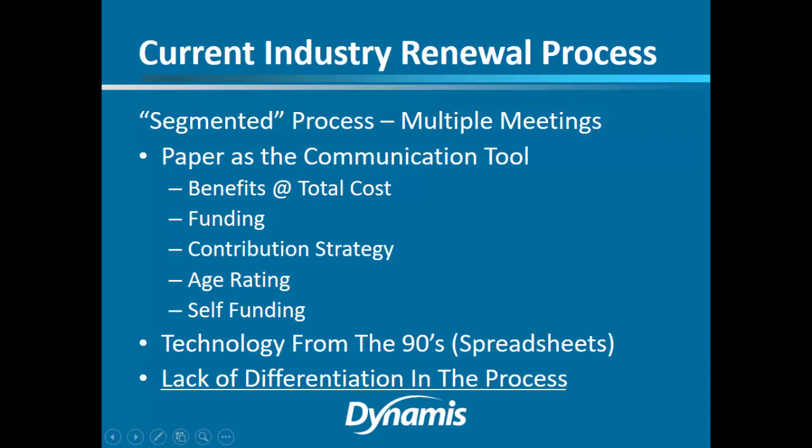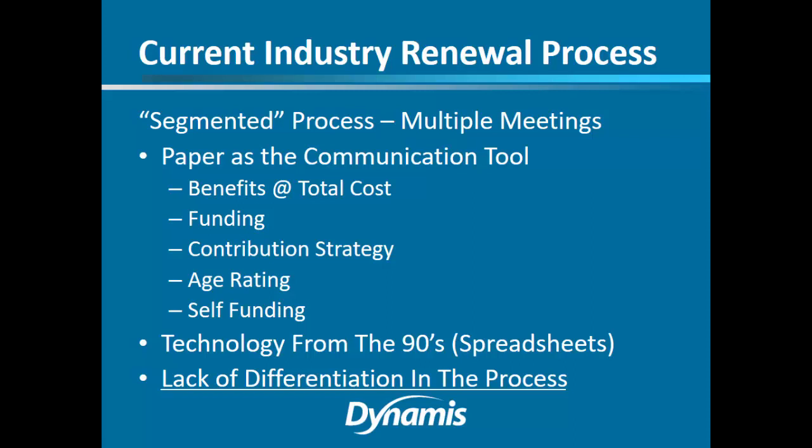Now, in order to really understand why we're going through this process, why we're changing how we've done things, we really need to look at what we call the current industry renewal process. So this really speaks to the process that the benefits industry has used for decades to guide employers to decisions on plan designs they're going to offer employees. And if we really focus just on the process, the key element that we're talking about is using paper as the communication tool.